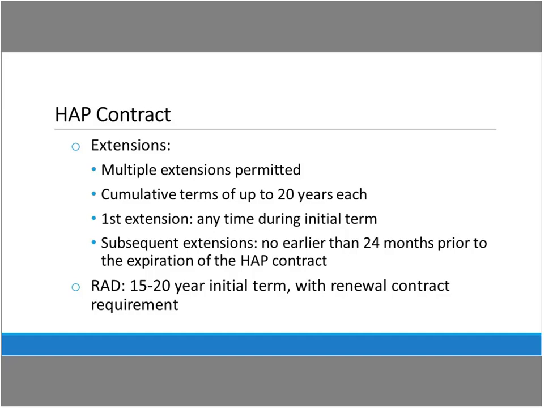from the outset. The subsequent extension, so your second extension on, can occur no earlier than 24 months prior to the expiration of the term of the contract. So in order to get a second extension, you need to wait till you're within 2 years of the end date.